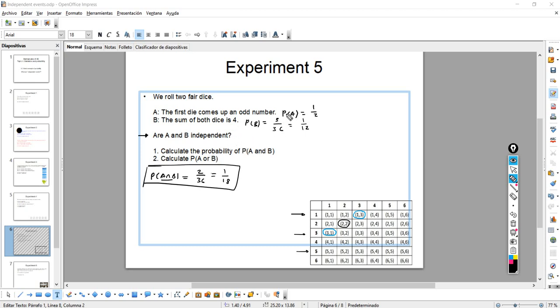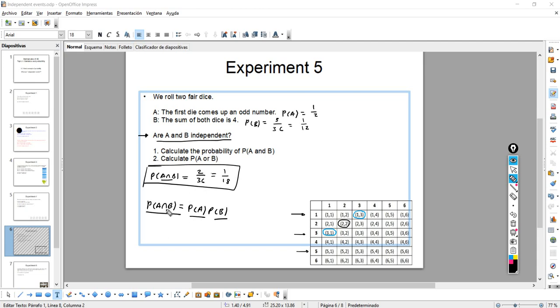Now, once I have the probability of A, the probability of B, and the probability of A and B, we can actually check analytically through a test whether A and B are independent. And that test is actually the formula. I'm going to write down the formula, this one. And if I notice that this is equal to the multiplication of this times this, then that's because they were independent to start with. A and B were independent.